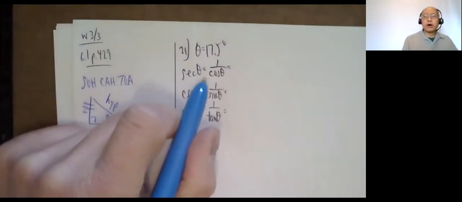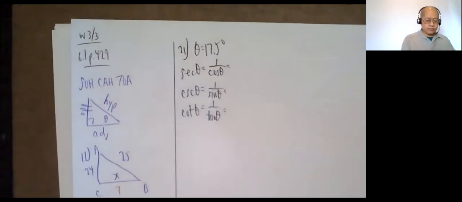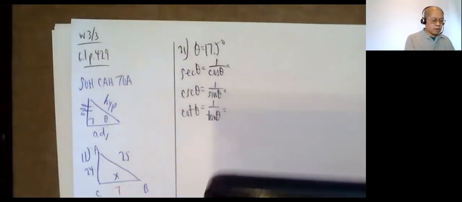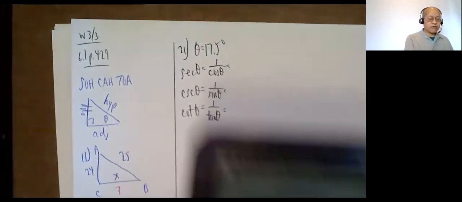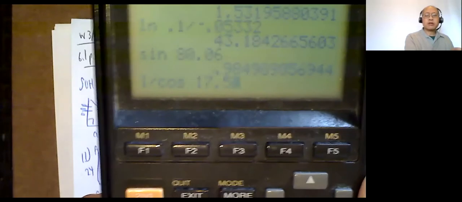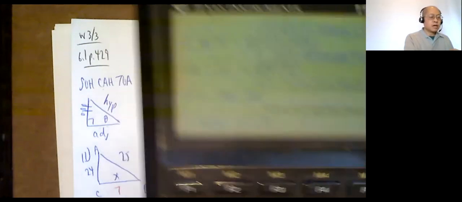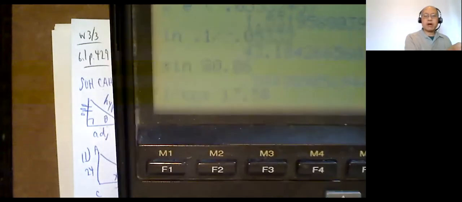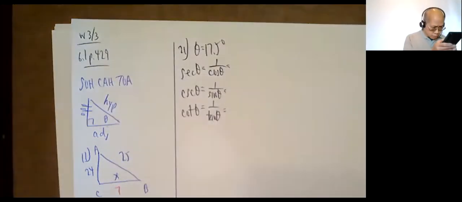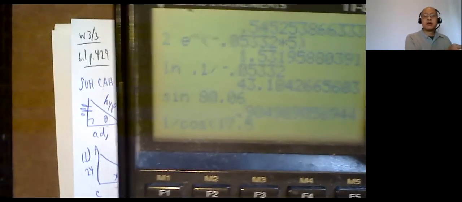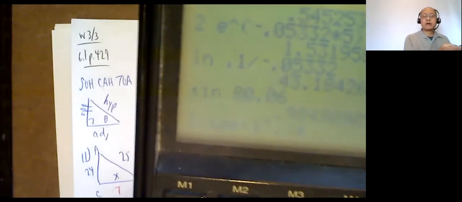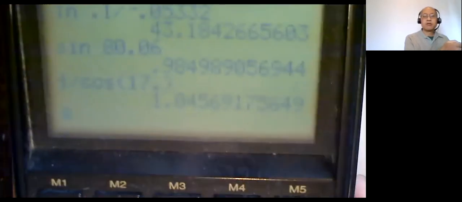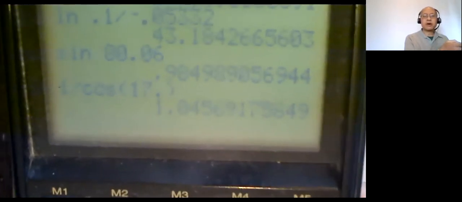So I'm going to go 1 over cosine 17.5. So 1 divided by cosine 17.5. See what I did there? In some of your calculators, you automatically come up with a left paren. If it automatically gives you a left paren, you should close it with a right paren. Some calculators, once you hit cosine, give you the left paren, then you close it with the right paren. 1.0456 means 1.046.